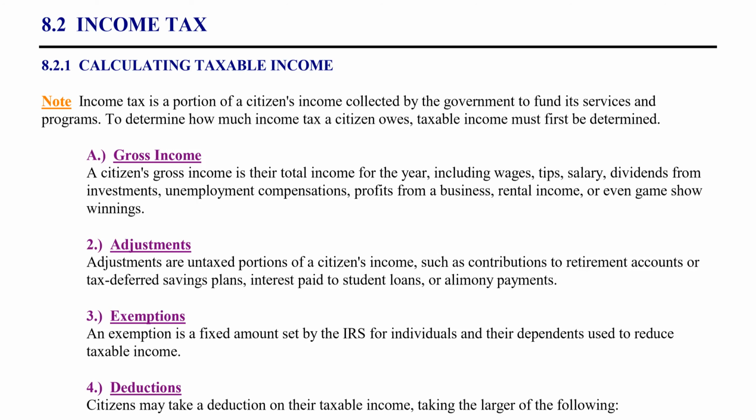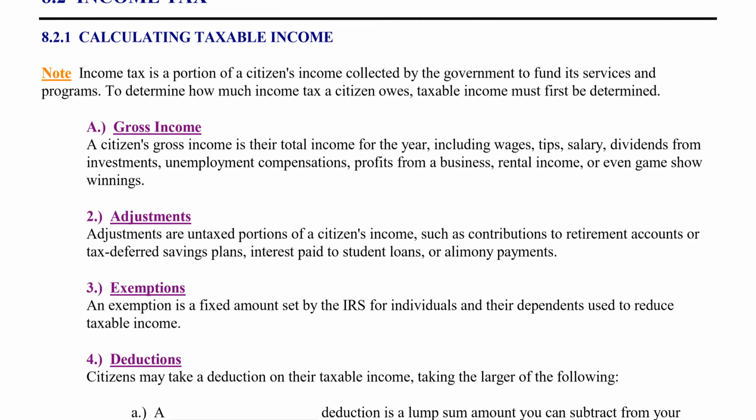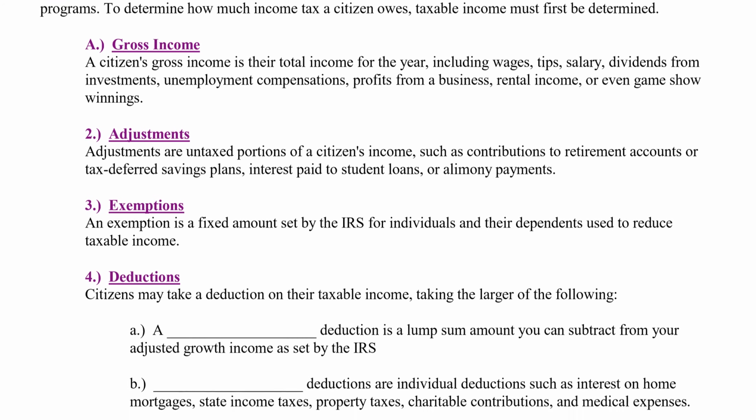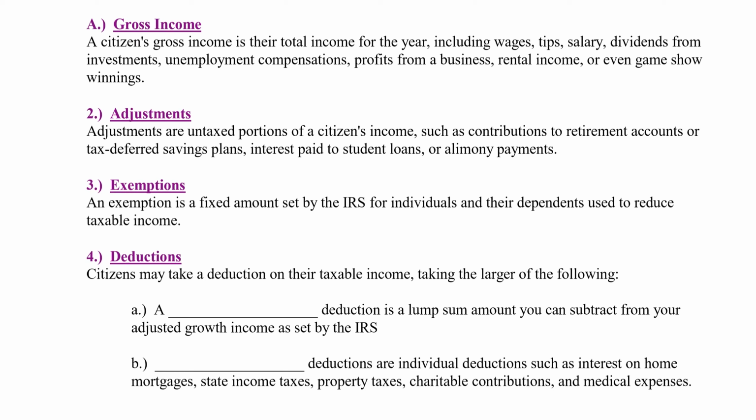And the tax that we owe is a portion of our income. But what income is charged? So let's talk about all of the terminology associated with calculating taxable income. The first word that you need to be familiar with is gross income. A citizen's gross income is their total income for the year. And this is not necessarily just from your job, it can come from other sources as well.